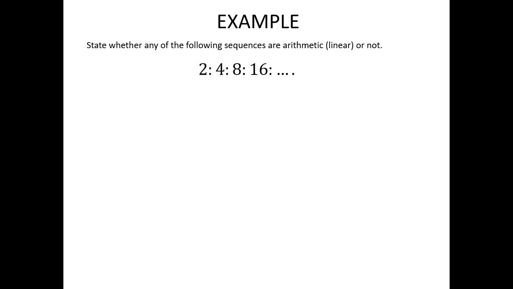What about this one here? Are we adding a constant value here? Let's see. Here we're not adding. Instead, we are multiplying. And because we are multiplying, this sequence cannot be arithmetic, because for a sequence to be arithmetic or linear, we need to add or subtract. We cannot multiply or divide.